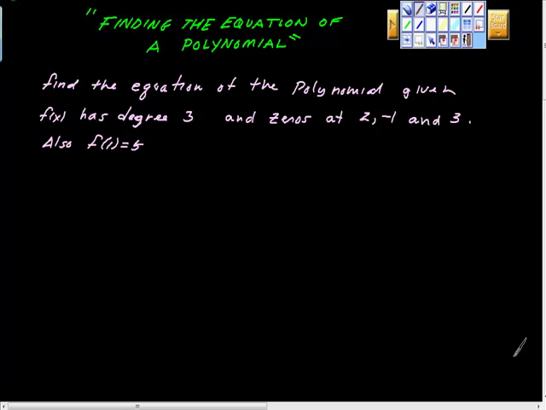Okay, this is from a pre-cal class, finding the equation of a polynomial. Find the equation of the polynomial given that f of x, our polynomial, has degree 3 and has zeros at 2, -1, and 3. The reason that degree 3 is of significance to us is because they give us 1, 2, 3 zeros, and it's assuring us that there are no multiplicities here. So something to think about.